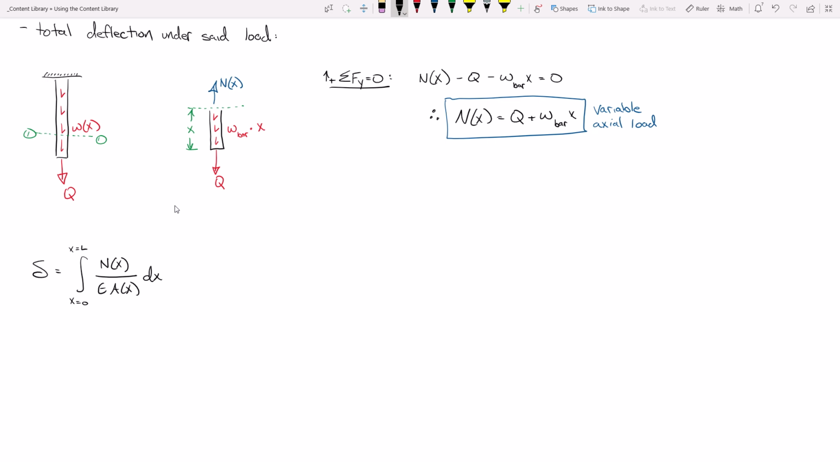Do we have a variable area for this problem? No. Okay? So A is a constant. But this is a function. Okay, this is a function. So this is going to be the integral from x equals 0 to x equals L of, it's going to be that.